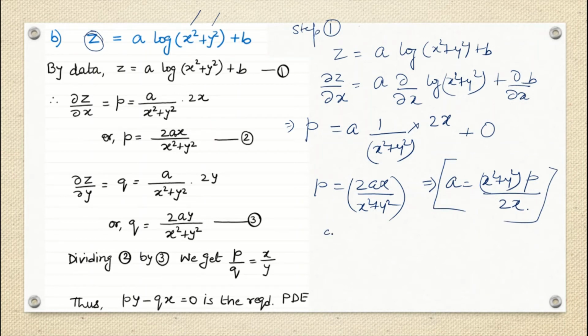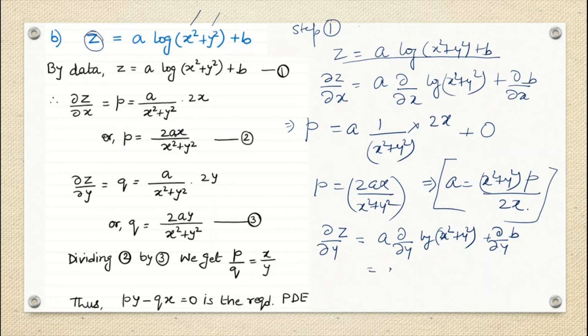I'm going to find out del by del y of z. So del by del y of z will be what? This is the equation given, right? So del by del y of z is a into del by del y of log of x square plus y square, plus del by del y of b. Del by del y of z is q. The notation we have to memorize.